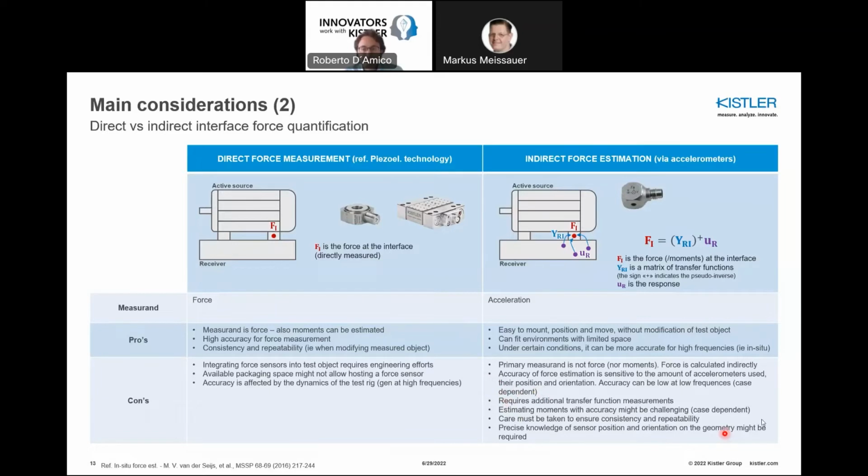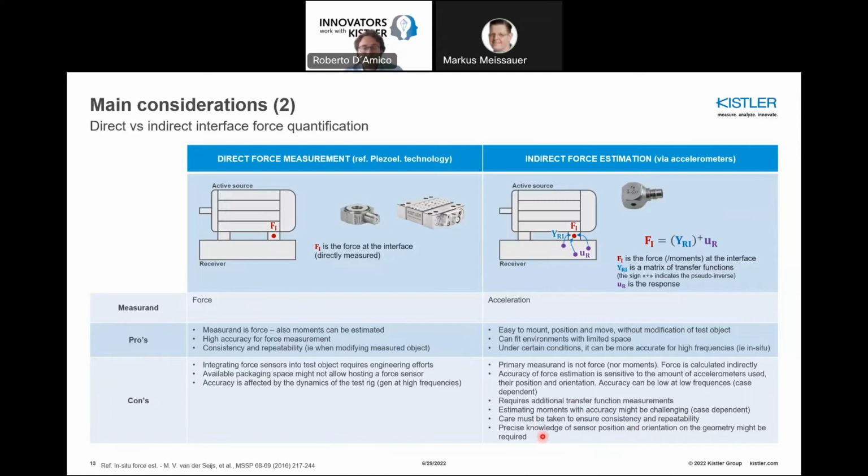Estimating the moments with accuracy might be challenging, and of course, case dependent. Also, here is not a general rule, but you have to consider how you're going to measure those moments. You have to consider that you might want to have some sort of consistency and repeatability when you're measuring with accelerometers. For example, if you have measured blocked force with your accelerometers and then the setup is dismantled, then once you're mounting that again, you might expect a certain inconsistency between the data because of that. Keep in mind this consideration when you're testing.